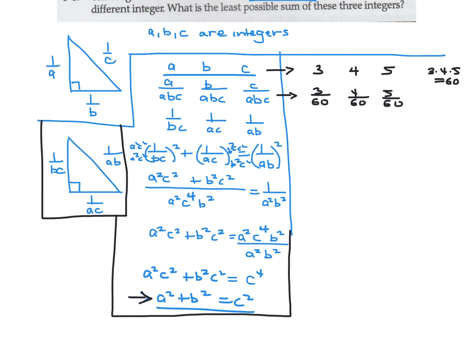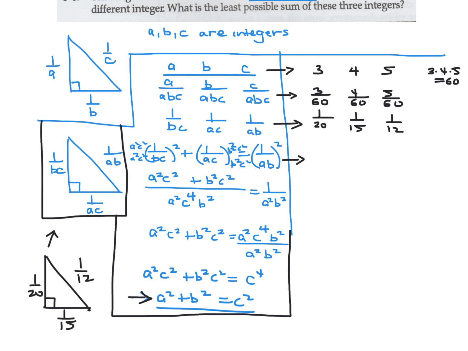And when we do, we get 1 over 20, 1 over 15, and 1 over 12. So making a little parallel, let's draw it again. This is my 1 over 12, this is my 1 over 20, and this is my 1 over 15. So it satisfies 1 over 20 squared plus 1 over 15 squared is equal to 1 over 12 squared. And this is indeed true. You can calculate it and verify it for yourself.